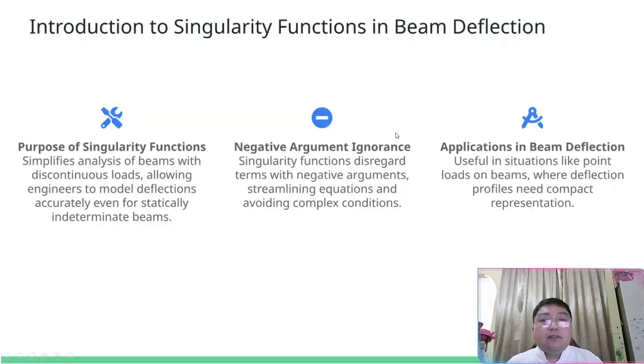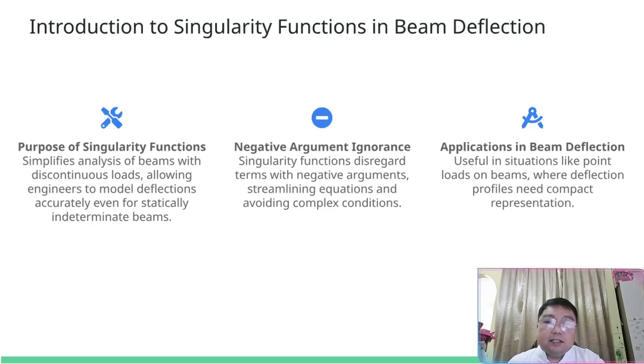Singularity functions in beam deflection. What is a singularity function? The purpose of a singularity function is to simplify the analysis of beams with discontinuous loads, allowing engineers to model deflection accurately even for statically indeterminate beams.